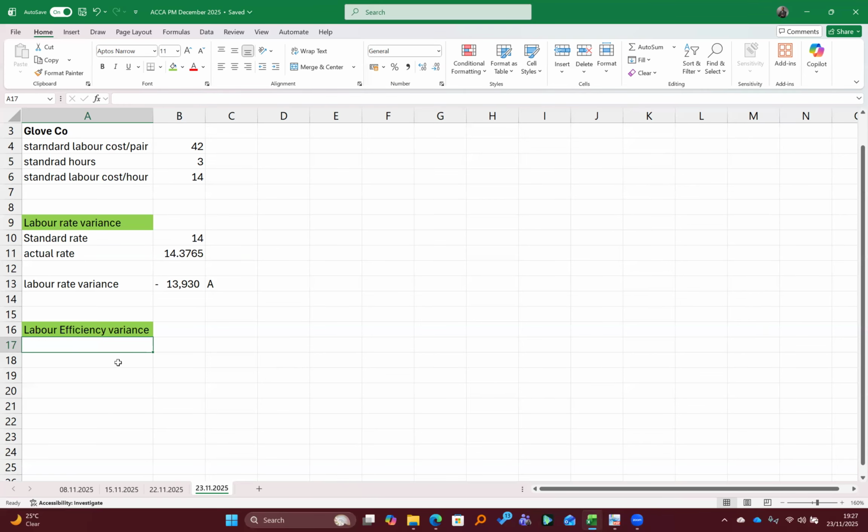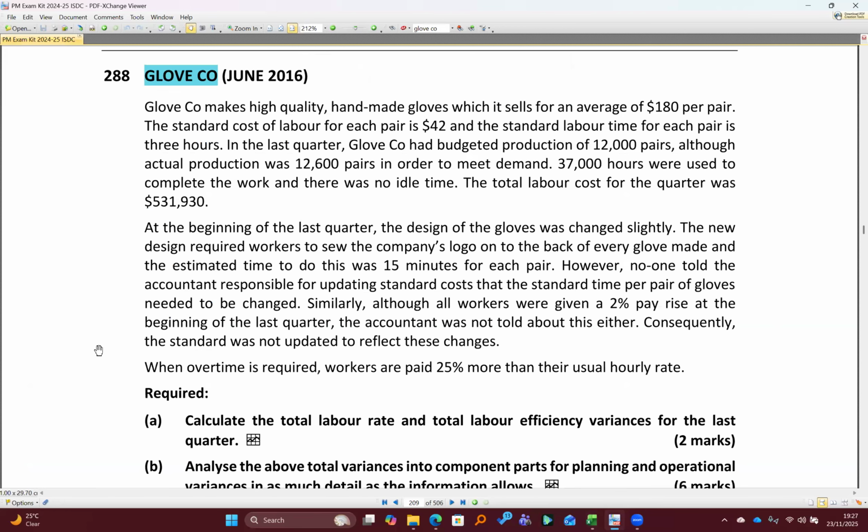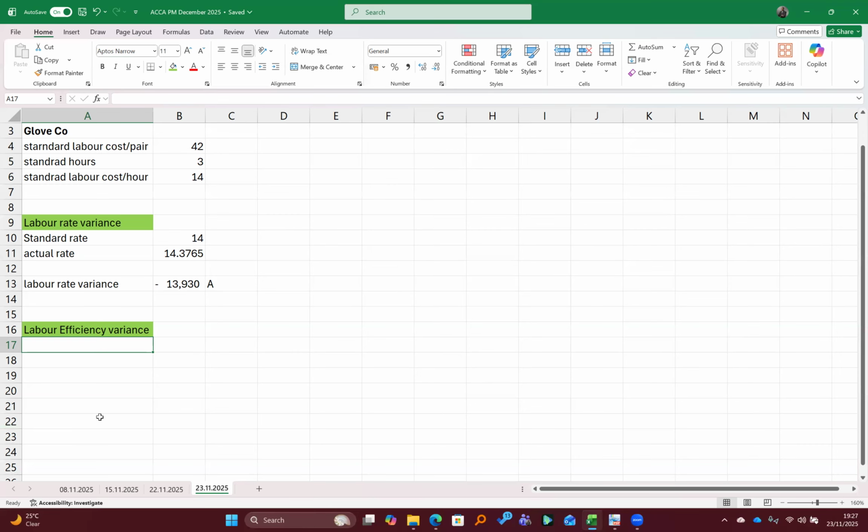So we are going to look at the units, okay? The units are 12,600 that were actually produced. And each one was supposed to take 3 hours. So what are the standard hours for actual production?